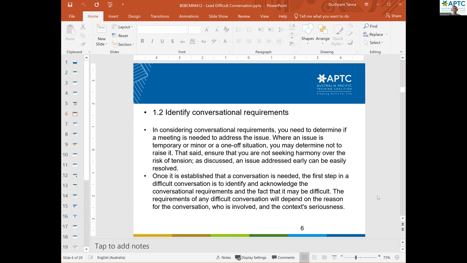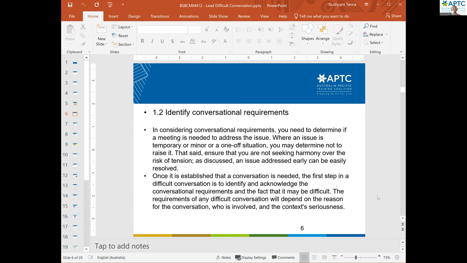Identify difficult conversation requirement. In considering conversation requirement, you need to determine if a meeting is needed. I mean, don't raise a meeting for every other issue, yeah? When an issue is temporary or minor or a one-off situation, you may determine not to raise it. That said, ensure you are seeking harmony over the risk of tension as discussed, and an issue addressed early can be easily resolved. If you know something is going to come, it could be a difficult conversation, could be promotion, could be some change of the team, address it nicely and in a timely manner.